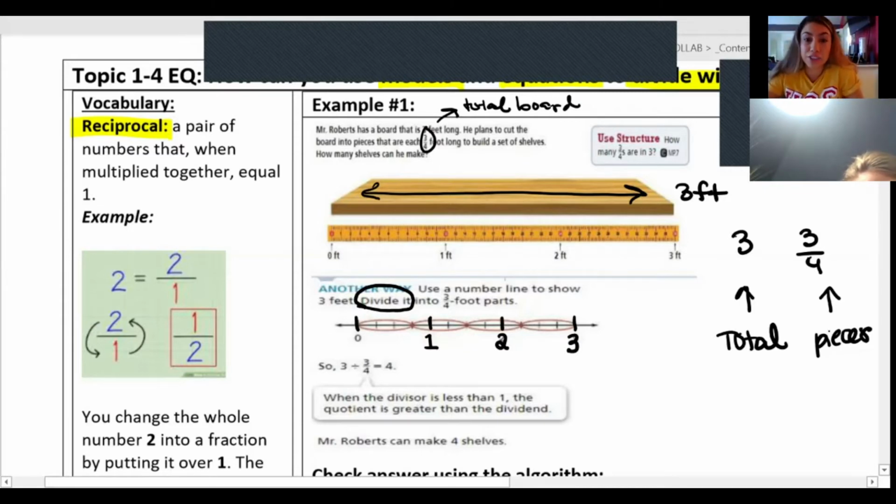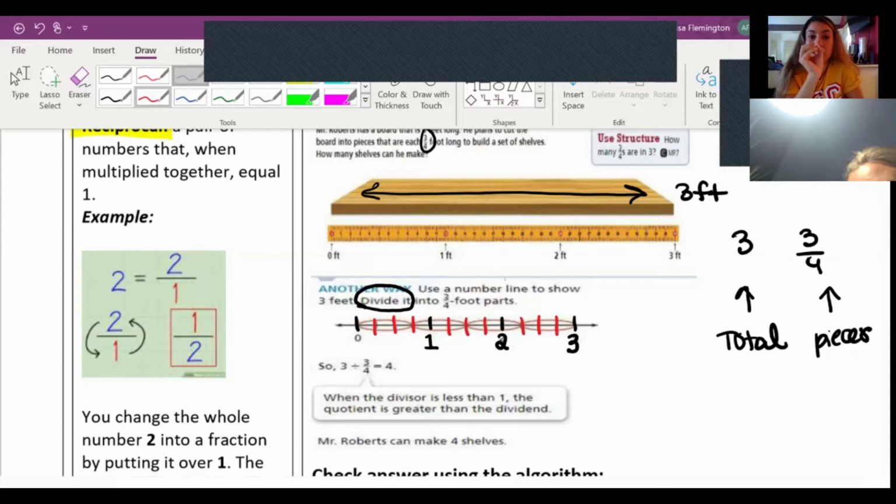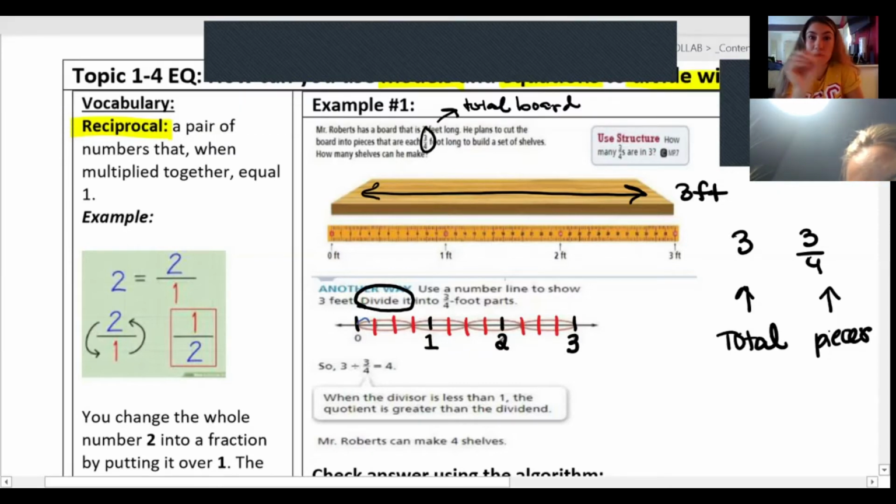We're going to divide each foot into parts of 4 because we're trying to figure out how many 3/4 of a foot we can get. So we're now splitting each foot up into 4. And then we want to use all of the wood, right? So we're going to group 3 of those tick marks together. And we're going to keep going to see how many groups, how many pieces we could get out of this 3 feet. So Ms. Flemington is circling those 3 pieces in blue.